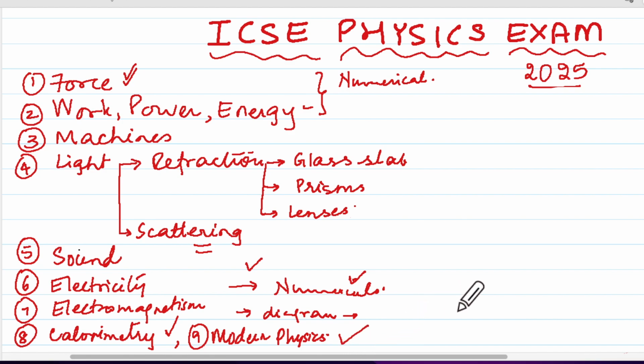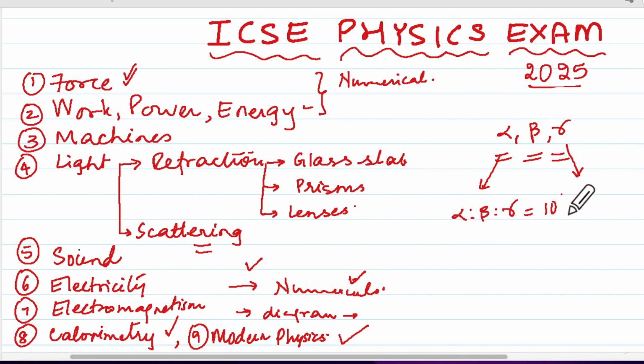In modern physics, remember the structure of the nucleus. That is important. Your alpha, beta, gamma and their properties are important. Which has the highest ionizing power? Which has the highest penetrating power? If I have the ionizing power of alpha is to beta is to gamma, then it is 10 to the power 4 is to 10 square is to 1, because the bigger the particle, the more is the ionizing power.